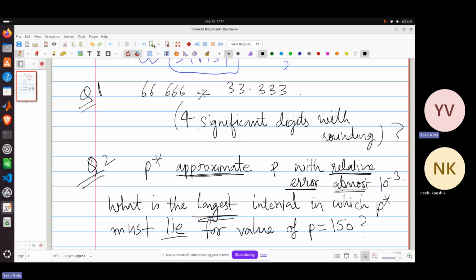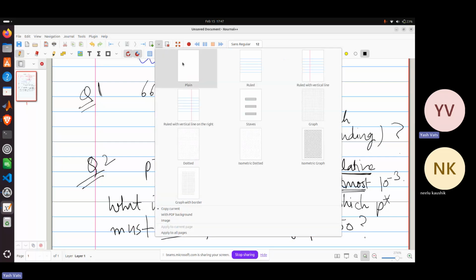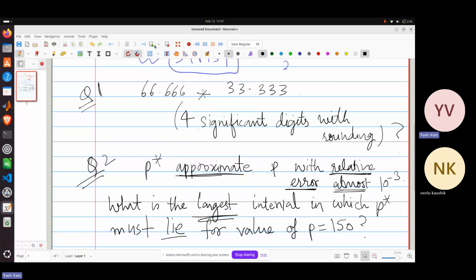I just use the different format, I think. Does they have a plain one? Don't think so. Okay. All right.